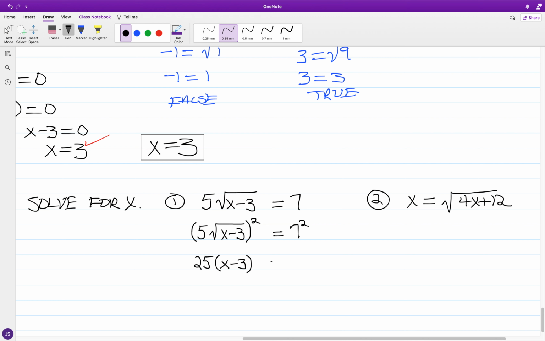Now for what we have to the right, we have 7 squared. That is going to be 49. So after squaring both sides, the left-hand side had the distribution of 25 all over x minus 3. So we're going to have not 25x minus 3, but 25x minus 75.